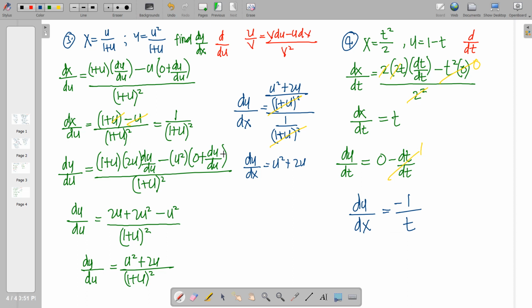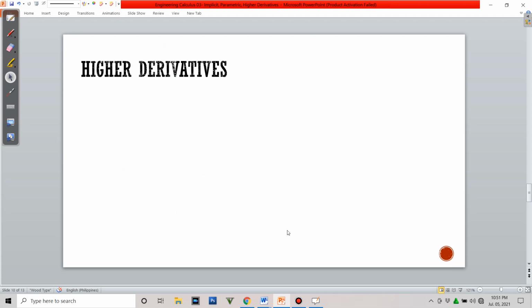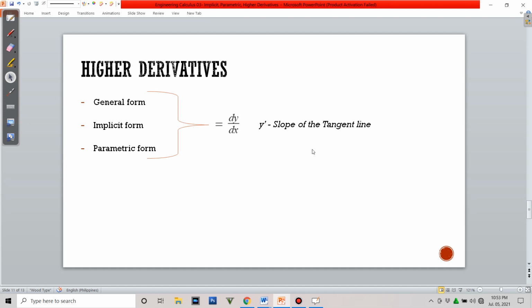So moving on to the next topic, we have here higher derivatives. So previously we have dealt with the general form, the implicit form, and the parametric form, just to arrive at dy over dx, known as y prime, which is known as the slope of the tangent line. Why is it that this is the slope of the tangent line? Because it is the difference of the vertical to that of the horizontal. Remember that the function of tangent is opposite over adjacent. And if we are after the horizontal angle, our opposite is the y, or the difference in y, and the adjacent is the difference in x. So that dy over dx is actually y prime.